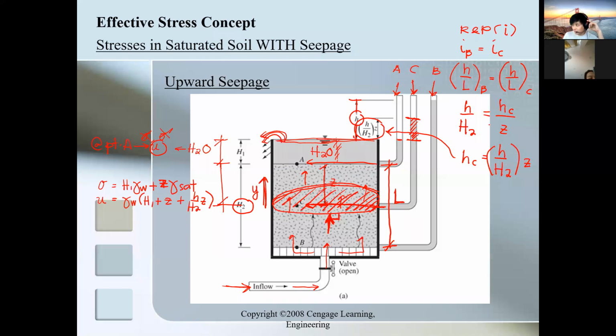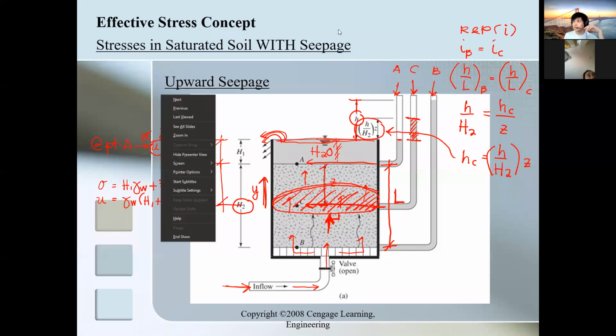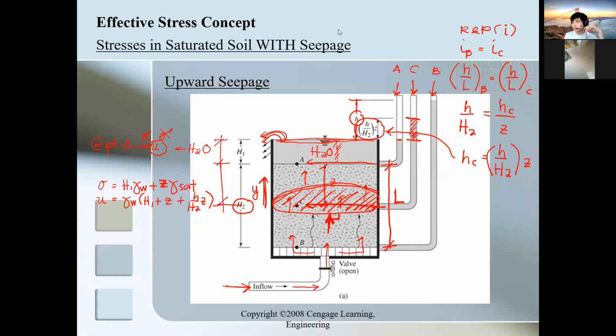So that is how it was derived. What we use is the hydraulic gradient at two different points. One is the maximum height of the soil specimen, and the other is any point, in this case point C. So, questions so far?